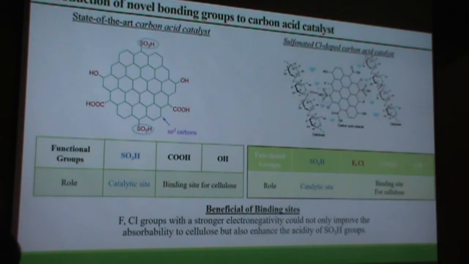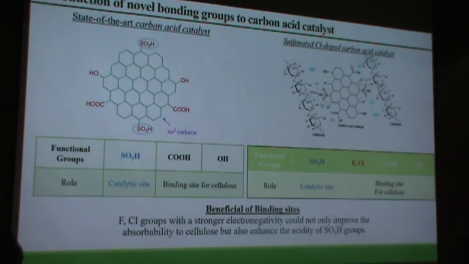So many researchers have tried to use many processes to dock these active sites on the carbon and to increase the performance. Among them, the sulfonic acid group plays the role of the catalytic site, and the COOH and OH groups are also very important because they serve as the bonding sites to improve the interaction between the cellulose and the catalyst.